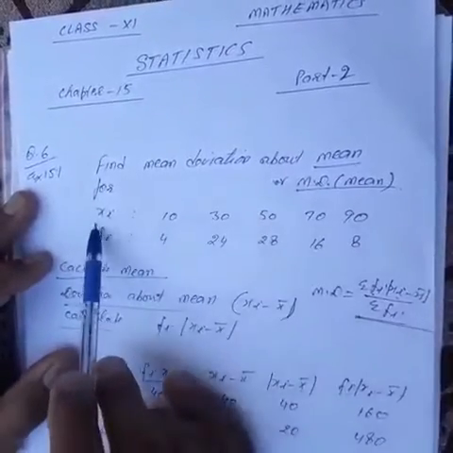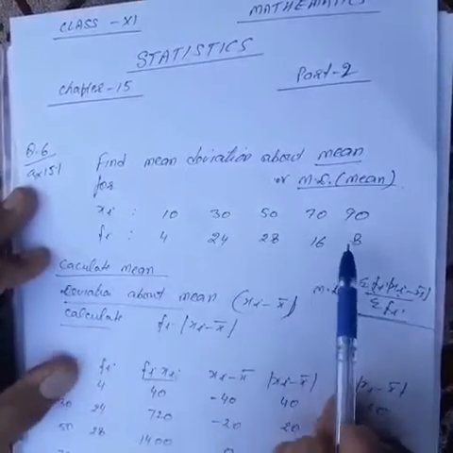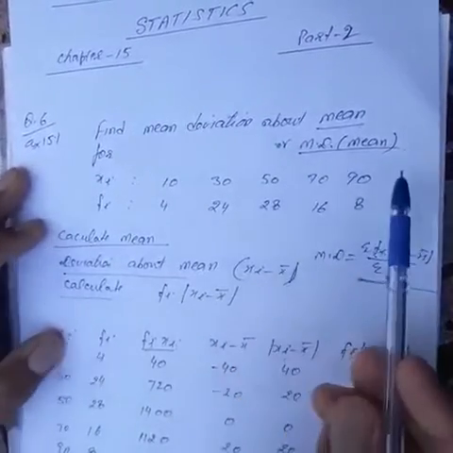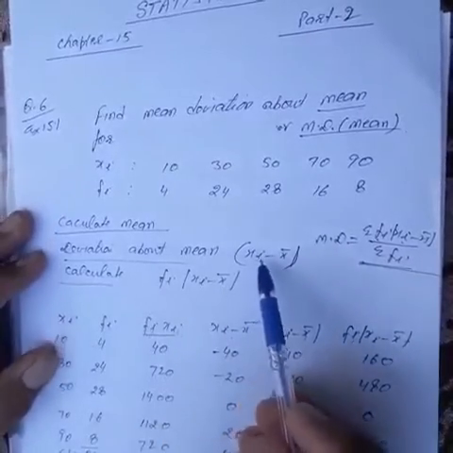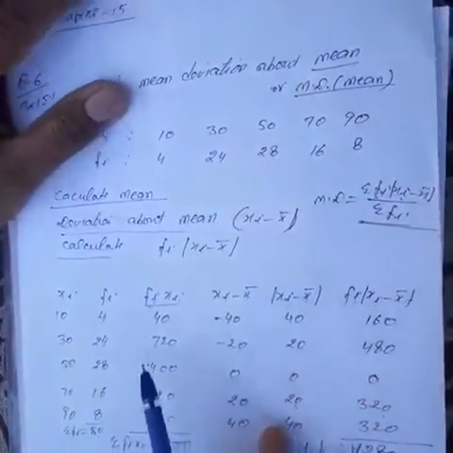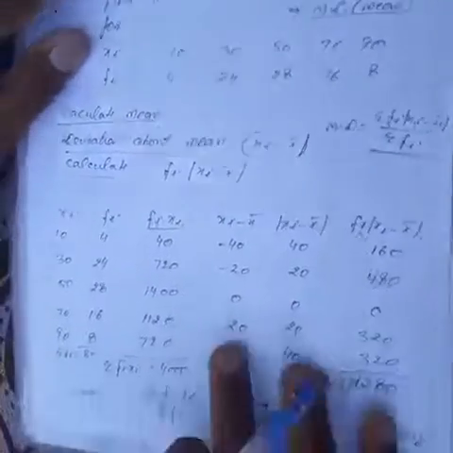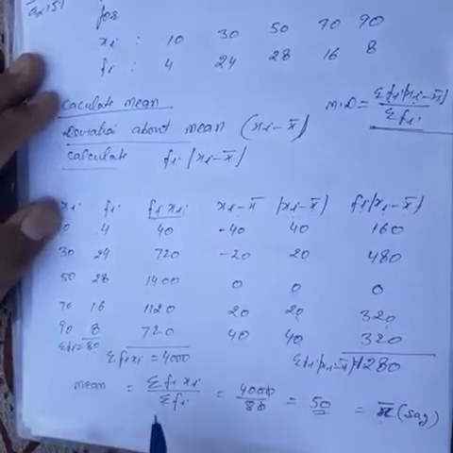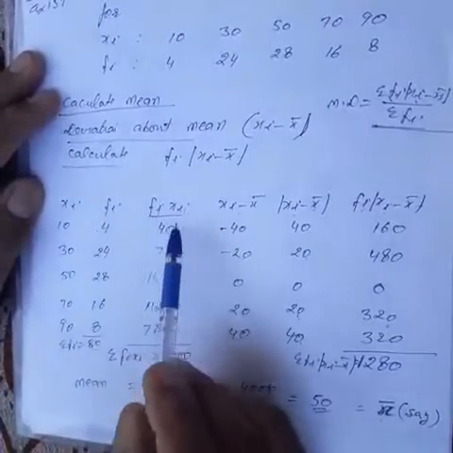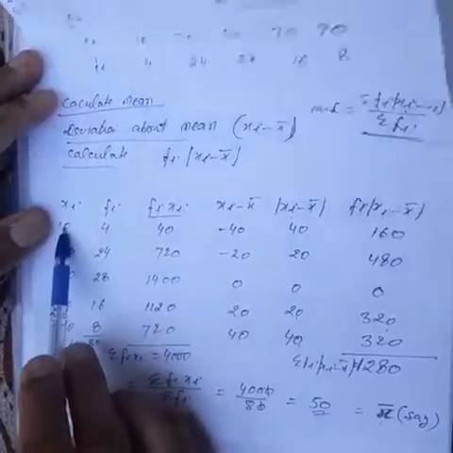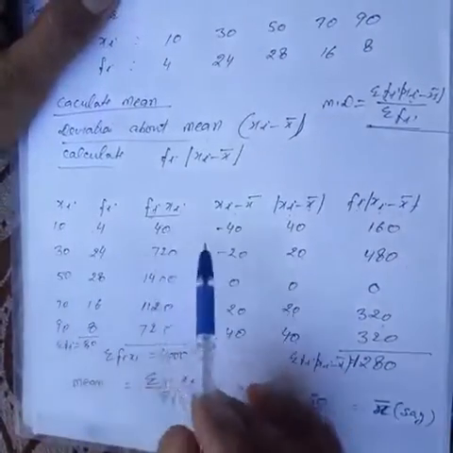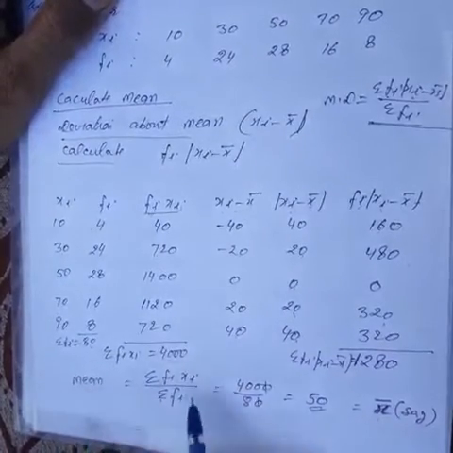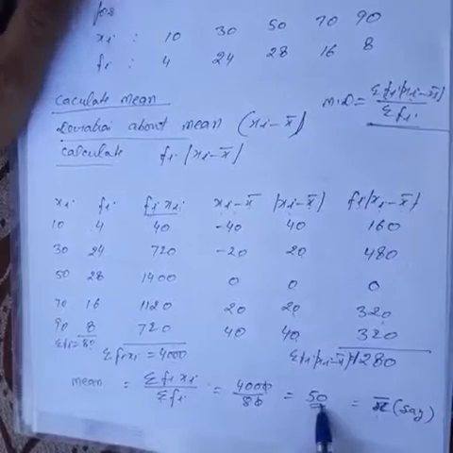So this is observation, xi, and this is fi, the corresponding frequencies. Now because we want mean deviation about mean, you have to calculate mean first of all. For mean the method is summation of fi xi divided by summation of fi. We have done this method. So you calculate fi xi, multiply 10 with the corresponding frequency, similarly, and then after addition it is 4000. You calculate mean using the formula, so it is 50.